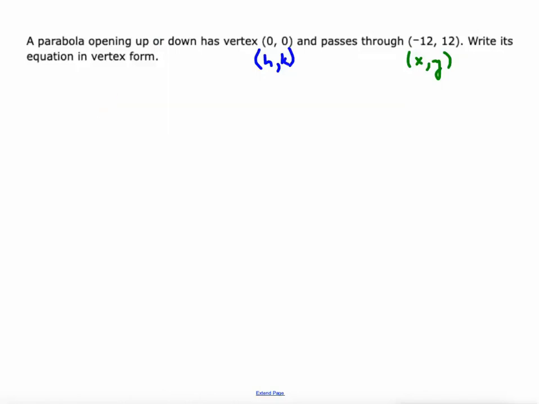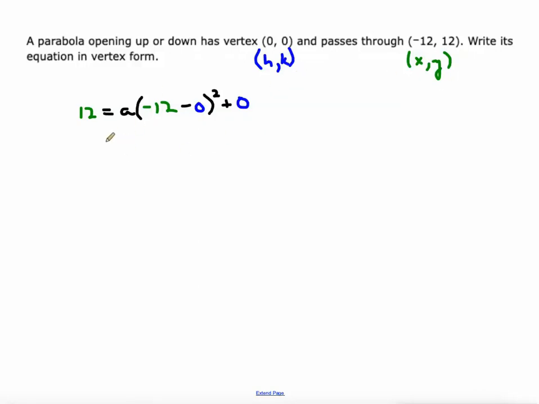So here we go. So we'll do y, which is 12, equals a, which we don't know, times our x value, negative 12, minus our h value, which is 0, squared, plus our k value, which is also 0. All right, so y equals a times x minus h squared plus k. That's our vertex form, and we were given h, k, x, and y.